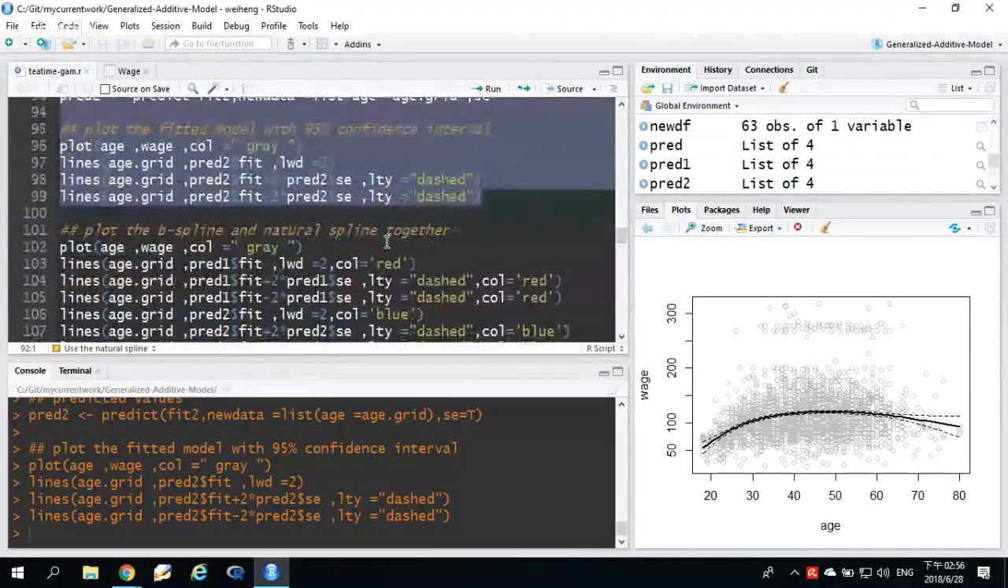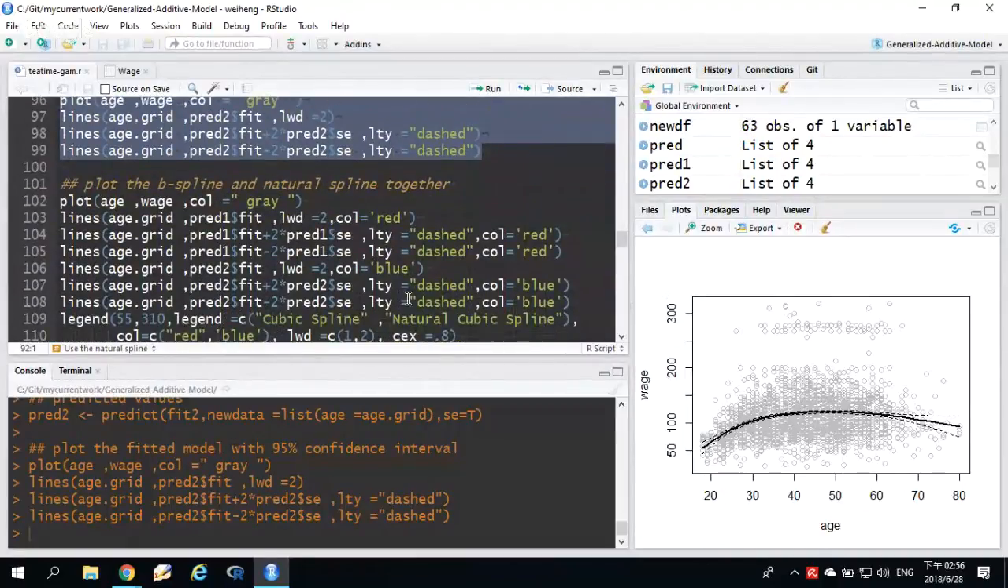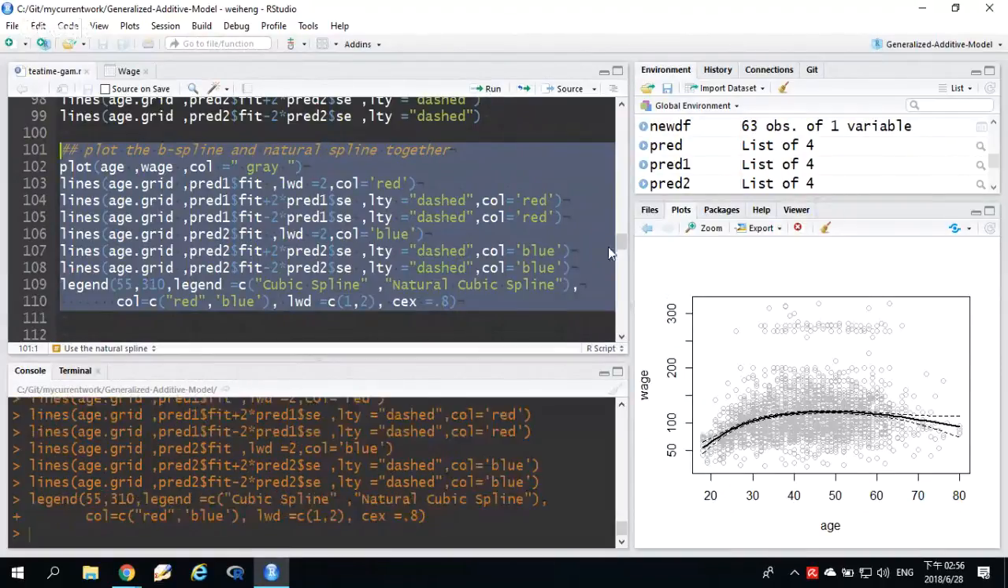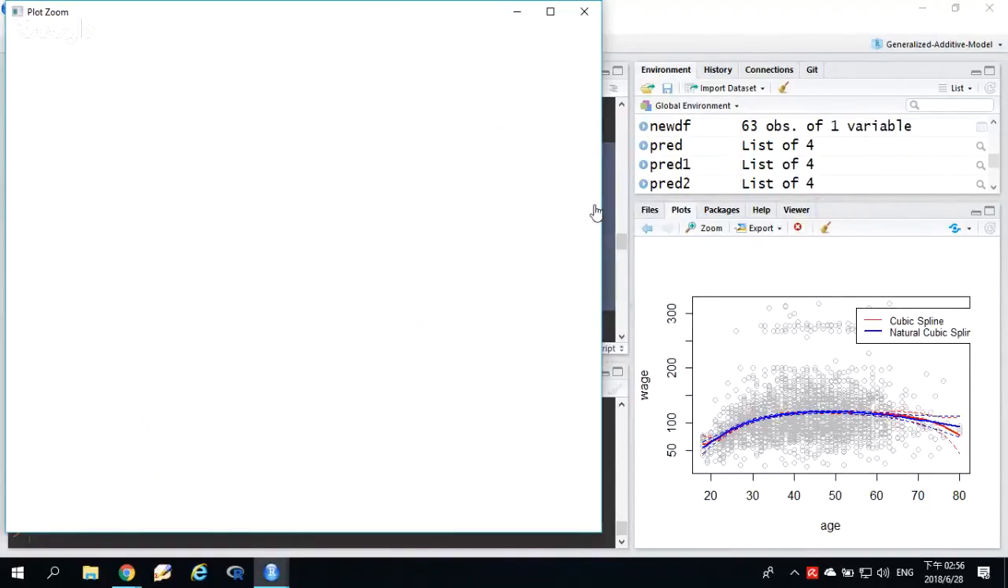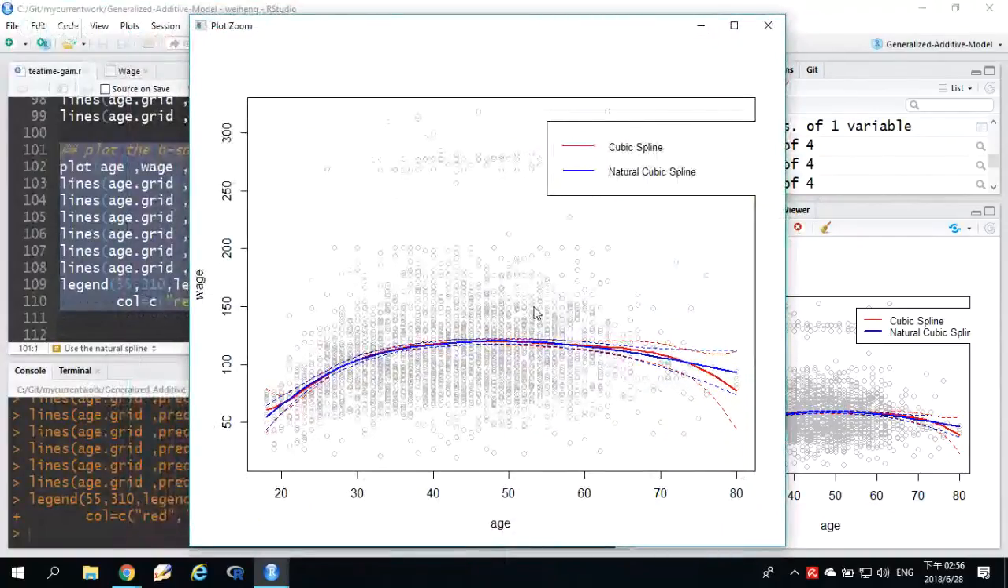We can also plot this B-spline and natural spline together, and you will see they look very different. You can find out for the natural spline, in the very beginning and the very end, they will fit a linear path. So you will see the blue line will be linear in the first region and the last region.